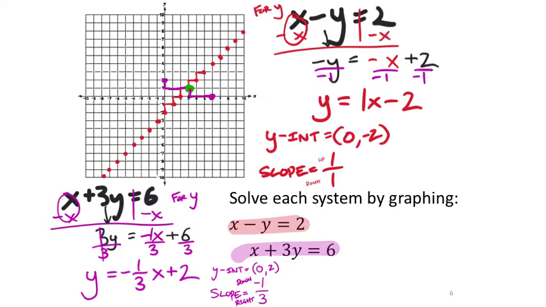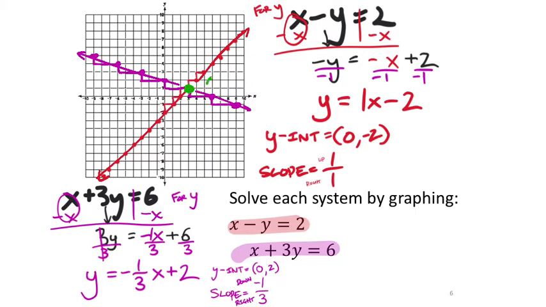Down 1 to the right 3, down 1 to the right 3. There we go. And I can follow these stair steps to the left as well. Left 3 up 1, left 3 up 1, left 3 up 1. Okay, so this creates our two lines right there. Hopefully you can do them by hand better than I am, but it should work. Something like this, okay?